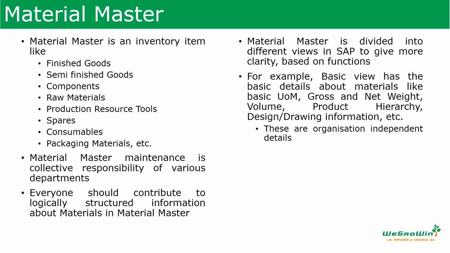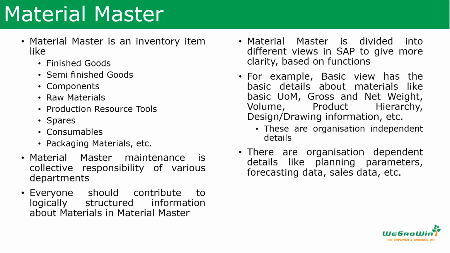Each user department has its own view, as I said, right? For example, data related to accounting, sales, finance, everyone will have their own views. And there are some views which are organization dependent and organization independent. For example, the basic view has the basic details about the materials like basic unit of measure, gross and net weight, volume, product hierarchy. So these are organization independent details. There are some organization dependent details, for example, sales details or the purchasing details. These are the things which are available as organization dependent items.